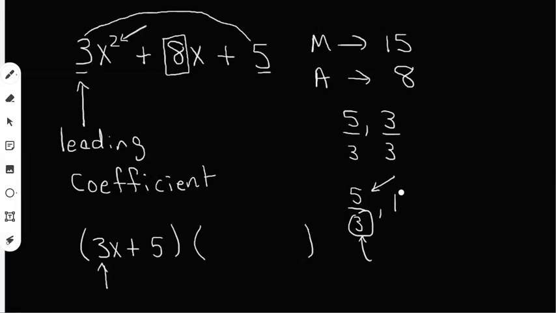Likewise, we can take this 1 that we found, and we can use it for this factor. And for this one, it's just going to give us x plus 1. If you ever have a whole number, you just add that to x, and you're done. So the factored form is going to be 3x plus 5 and x plus 1.